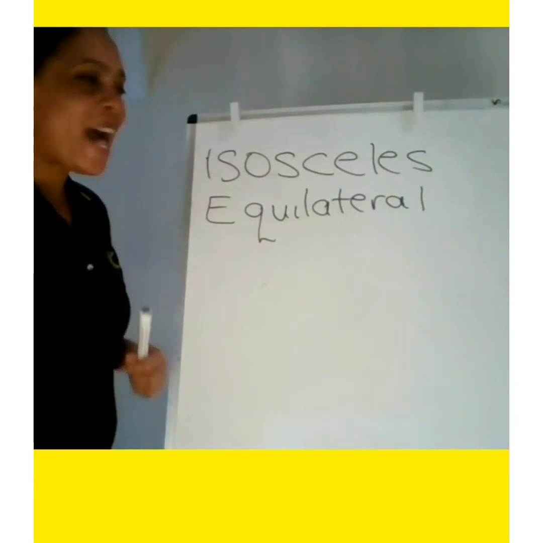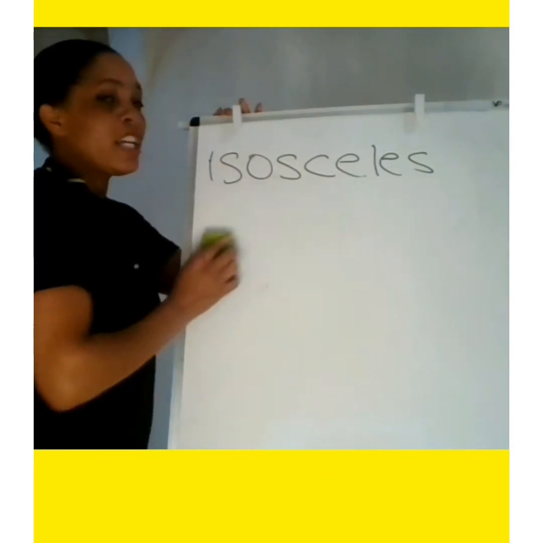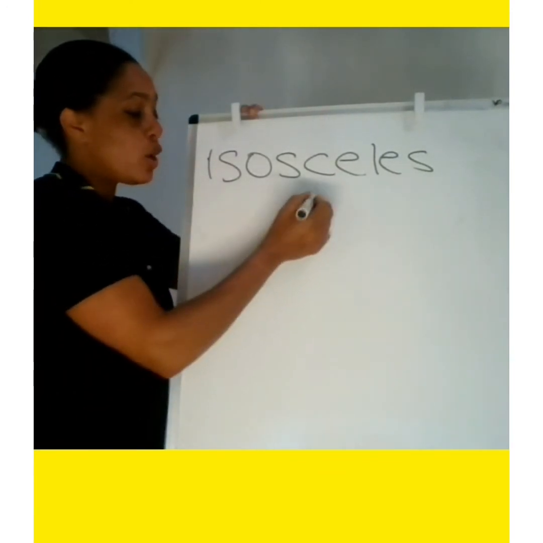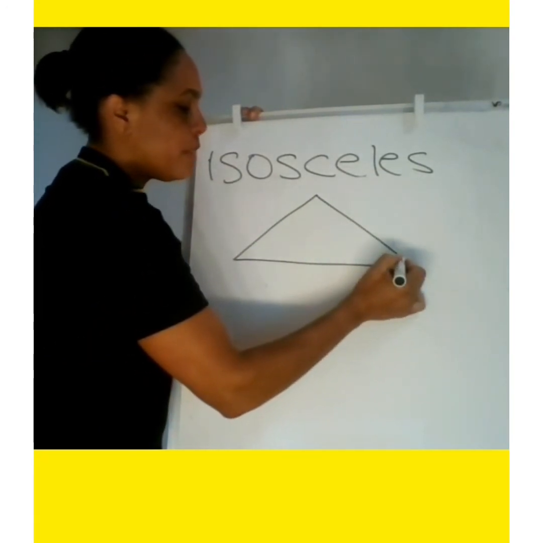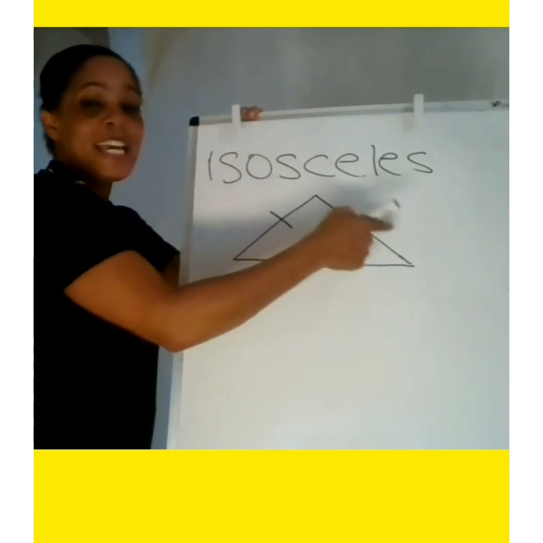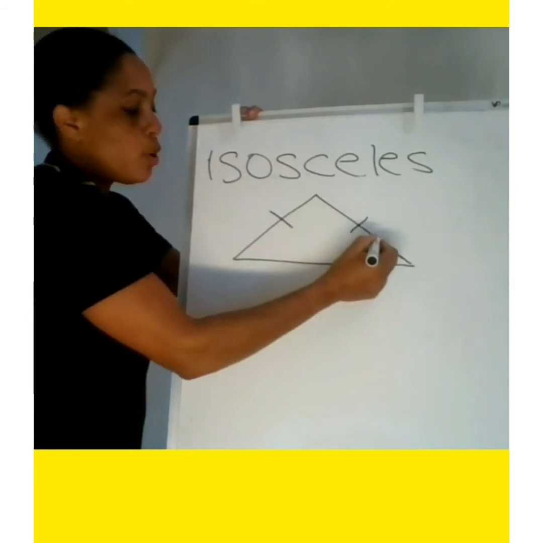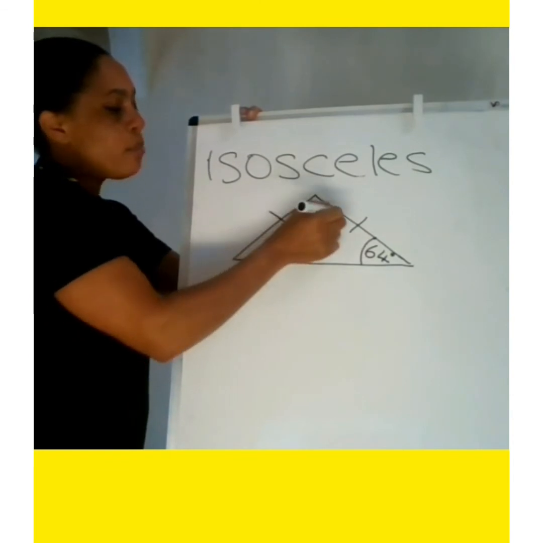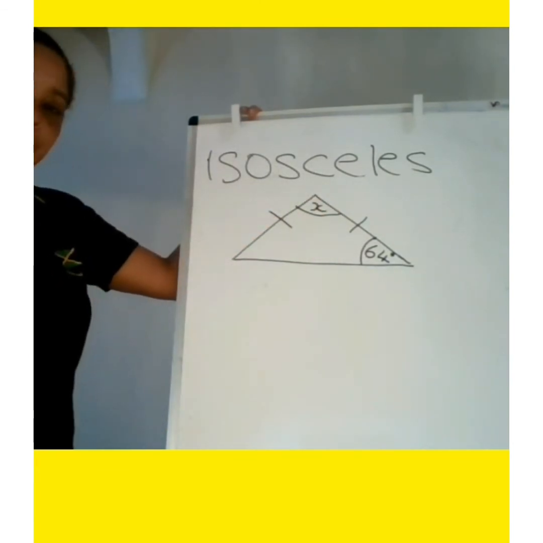Let's look at some calculation with an isosceles triangle. Since there's not much calculation that is needed with an equilateral triangle, we're going to concentrate on an isosceles triangle. Here I'm given a triangle. I'm going to put those two lines there indicating that these two sides are equal. Now I'm going to give you this to be 64 degrees. I'm going to ask you to find this one, and I'm going to call that x.